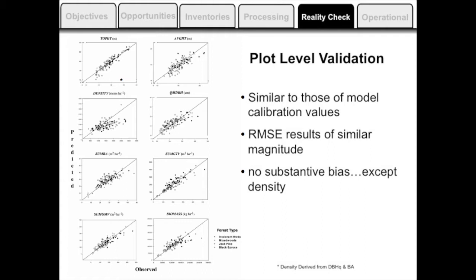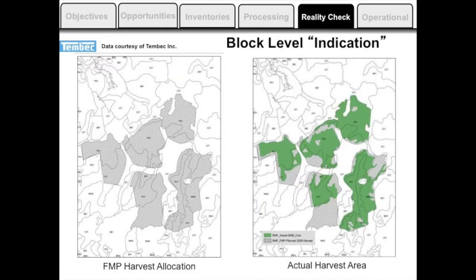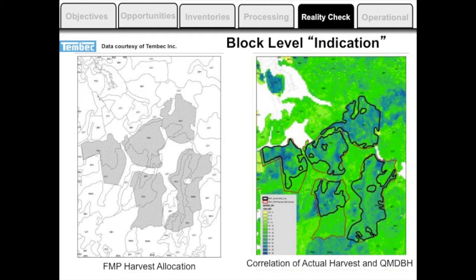Another level of validation, and I call this one sort of block level indication, is on the left-hand side, we're looking at what went into our sustainable wood supply modeling. This was the plan block for harvest. On the right-hand side, in the green areas, is what was really cut. Well, if you look at, say, the quadratic mean diameter, all of a sudden, you can see that what they really harvested was the larger trees. So this is kind of a retrospective. We're looking back at what happened.